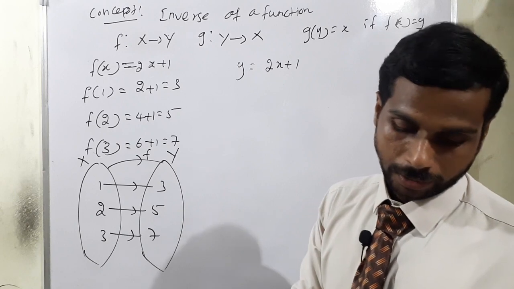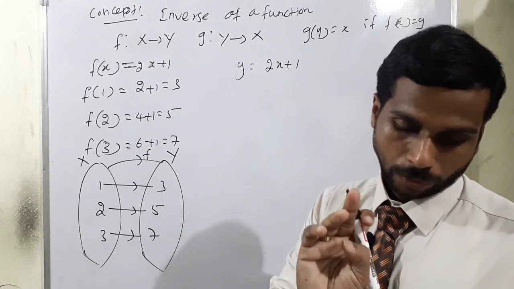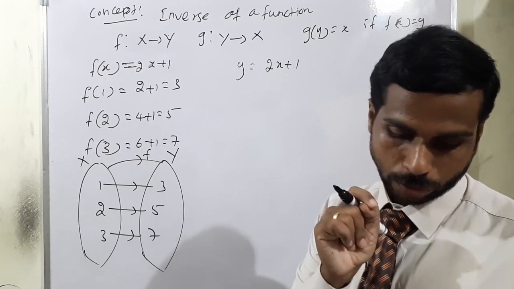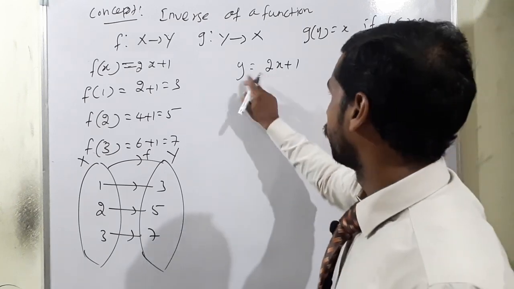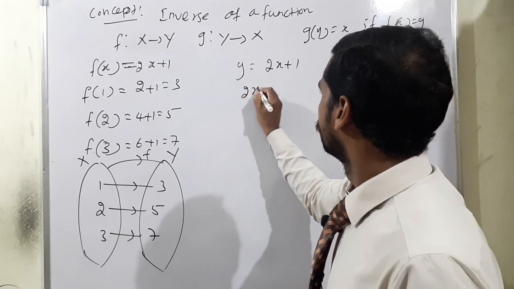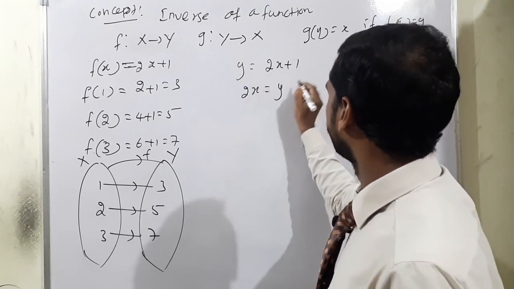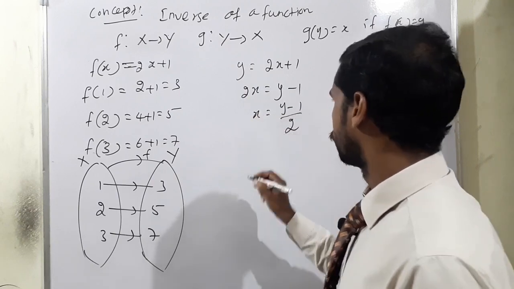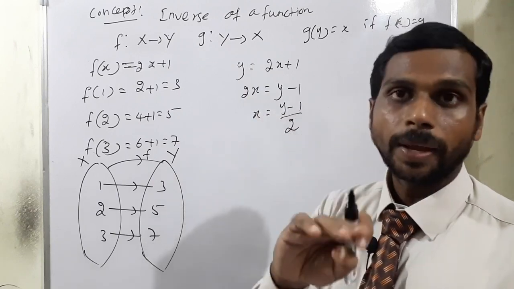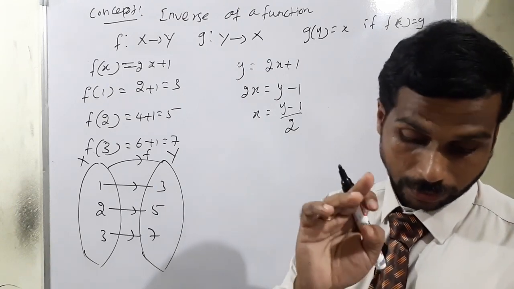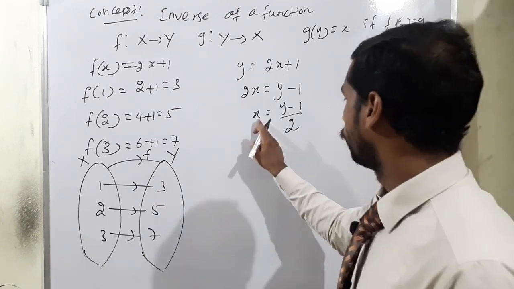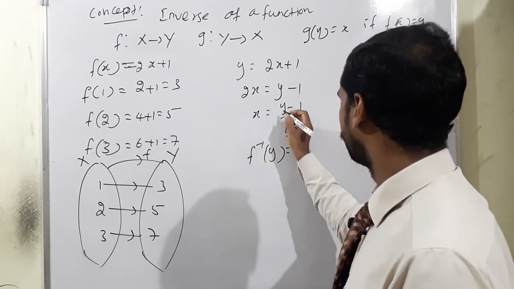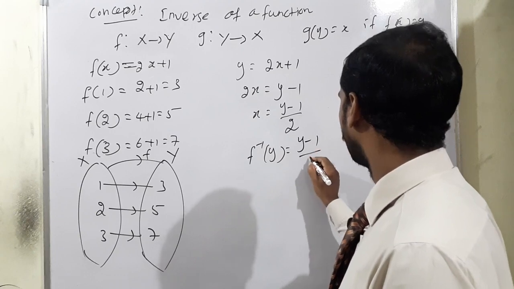Just read it in terms of the working rule to find the inverse of the function. The second subdivision: write x in terms of y. Write x in terms of y means 2x is equal to y plus 1, bring it to the opposite side, minus 1. Therefore, x is equal to y minus 1 by 2. Then subdivision 4, replace y by x. Then subdivision third also, f inverse of y, isn't it? Therefore, f inverse of y is equal to y minus 1 by 2.